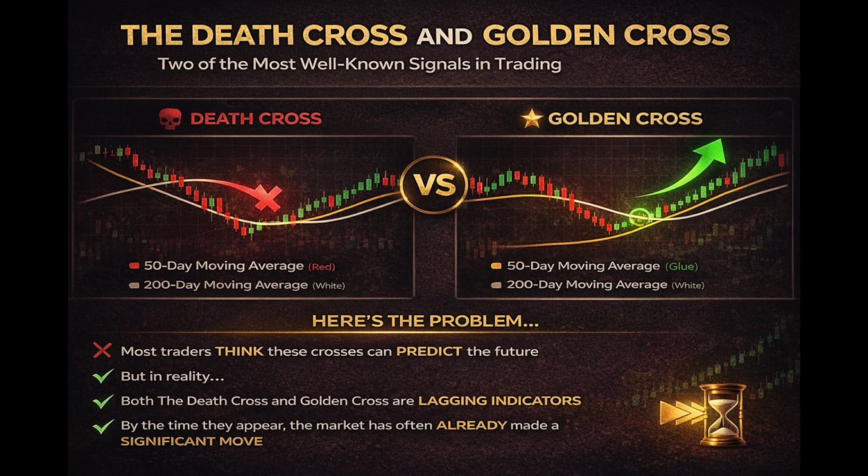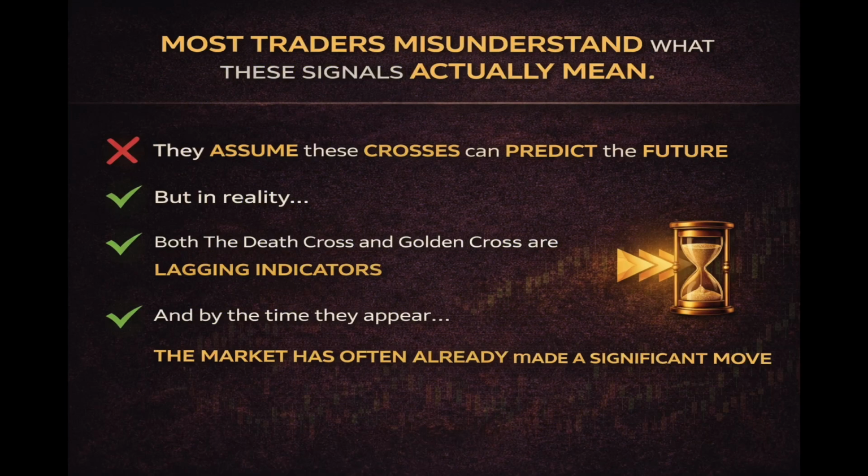They are often used to identify major trend changes in the market. But here's the problem. Most traders misunderstand what these signals actually mean. They assume these crosses can predict the future. But in reality, both the Death Cross and Golden Cross are lagging indicators, and by the time they appear, the market has often already made a significant move.